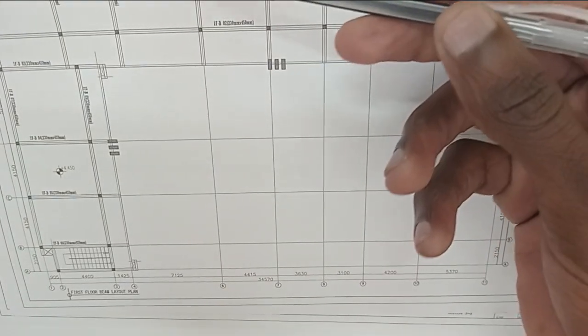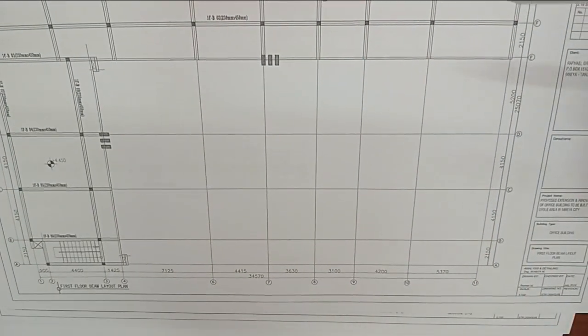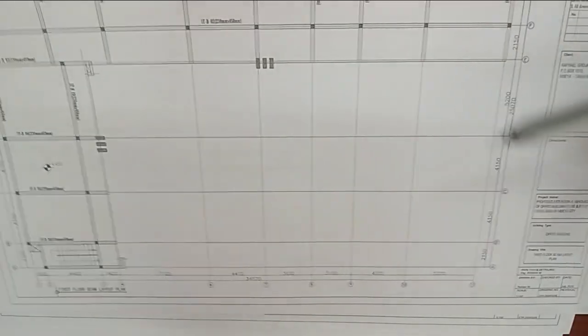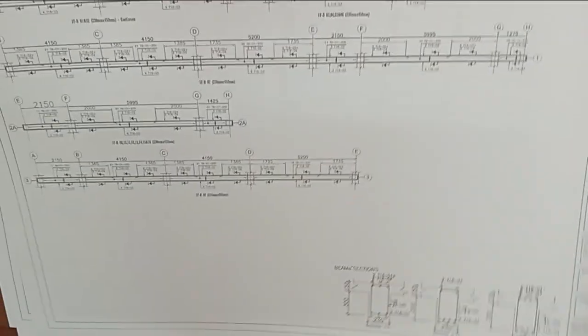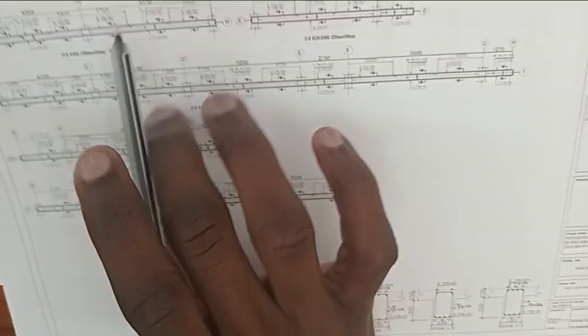This beam mark corresponds to the reinforcement details. So all of these beam marks correspond to the reinforcement details. Now let's check the reinforcement details. The reinforcement details are these.